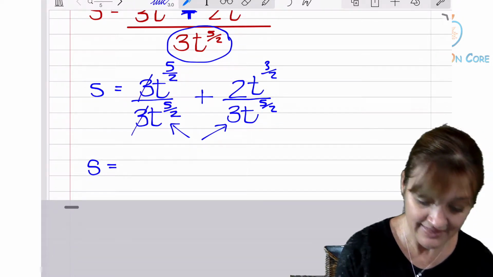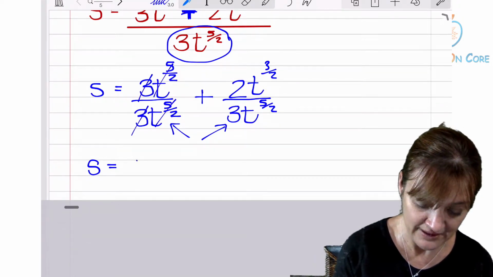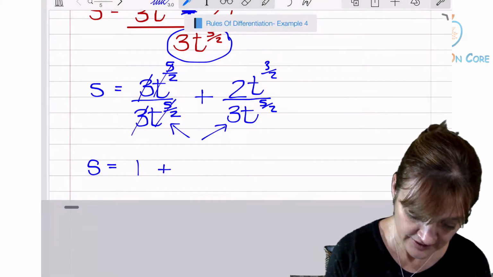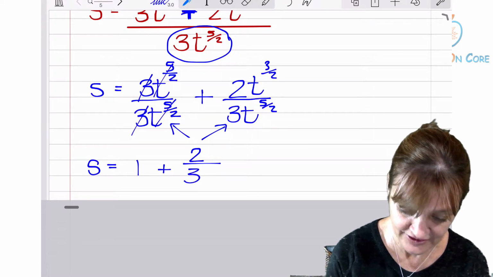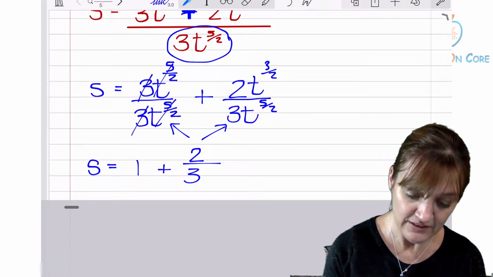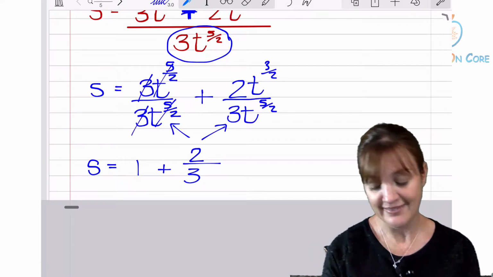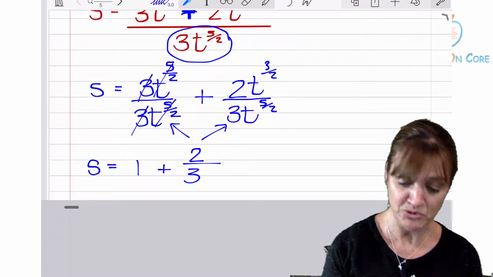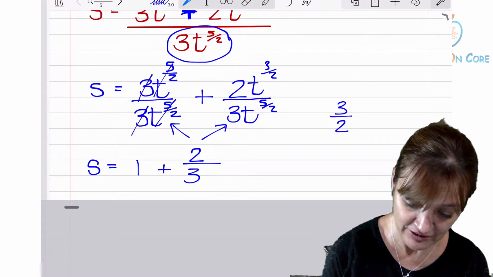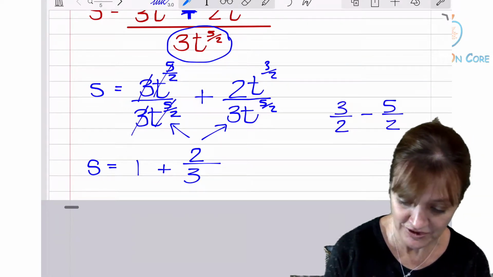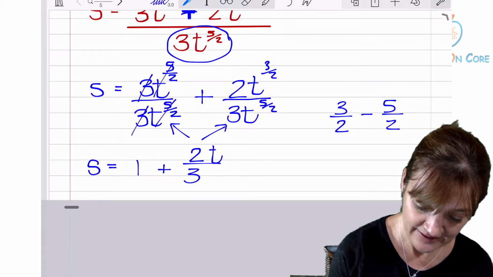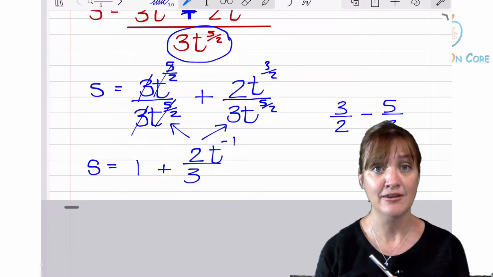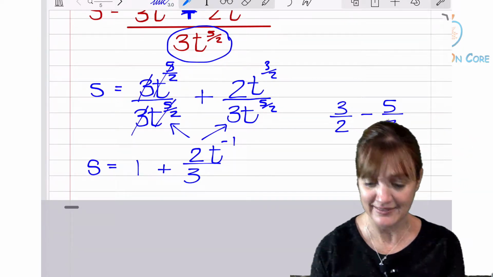Now I can say that cancels with that cancels with that, and we're left with 1 in that first term. Over here, 2 over 3 is not going to simplify, so that's going to have to stay 2 over 3. But if I've got t to the 3 over 2 over t to the 5 over 2, remember your rule of exponents. If you're dividing bases, you subtract your exponents. So essentially, I've got 3 over 2 take away 5 over 2, which is giving me t to the negative 2 over 2. 2 over 2 is 1, so it's t to the negative 1. Look how much simpler that is, okay?